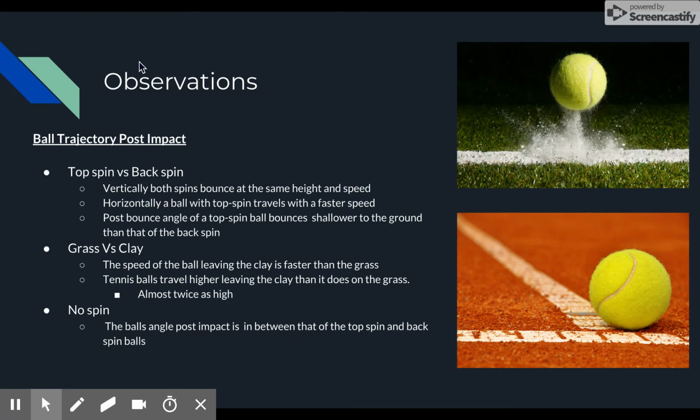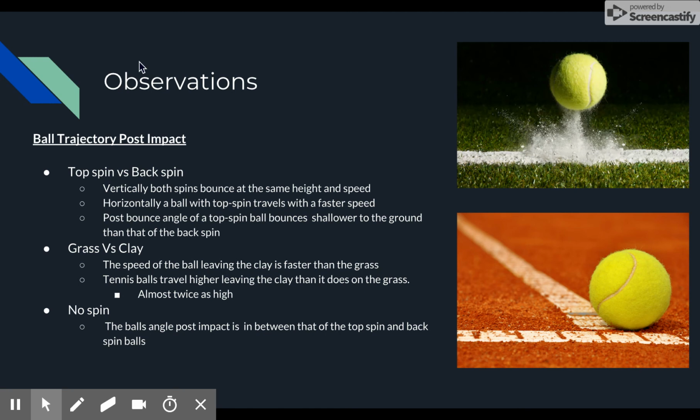After the tennis ball hits the ground, we can make several observations. Comparing the top and back spins, we can see that vertically both spins cause the ball to bounce at the same height and speed. Horizontally, a ball with a top spin will travel faster than that of one with a back spin. Additionally, the post-bounce angle of the top spin is shallower in comparison to the back spin.